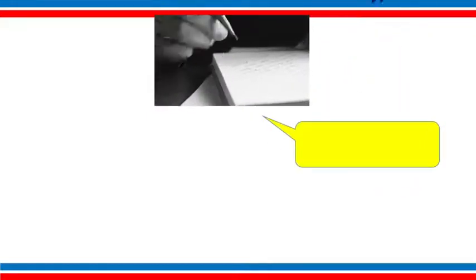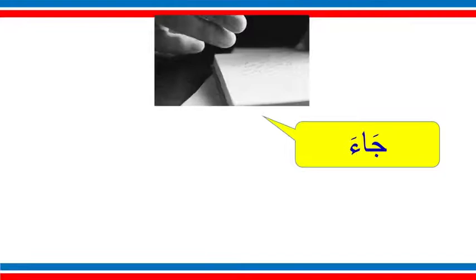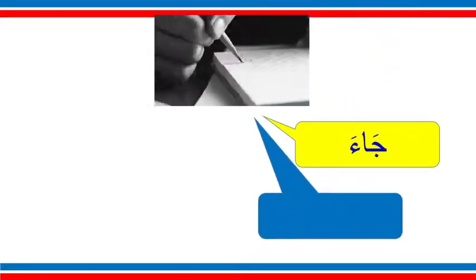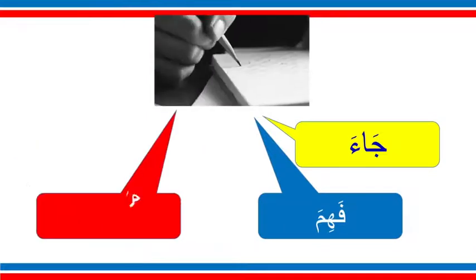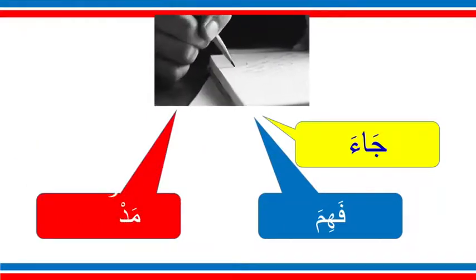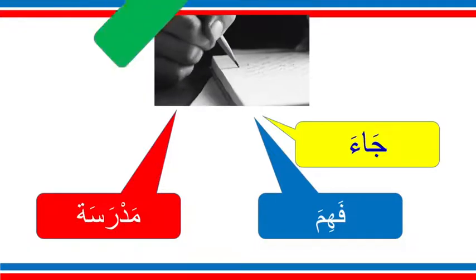Now the correct way to write them is جاء like this, فهم like this, مدرسة in this way, and the last one, وقف, is like this.